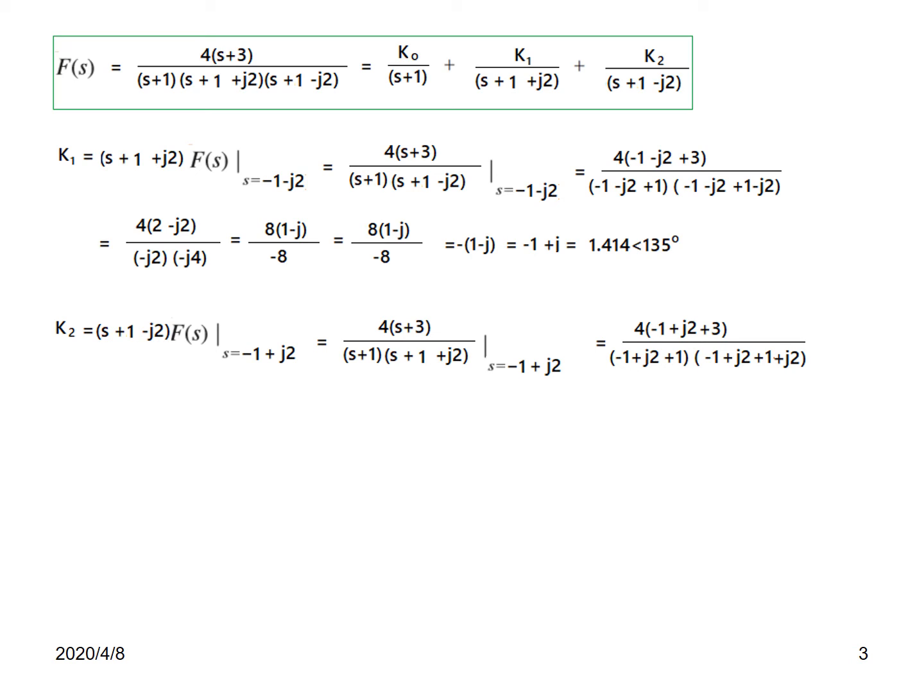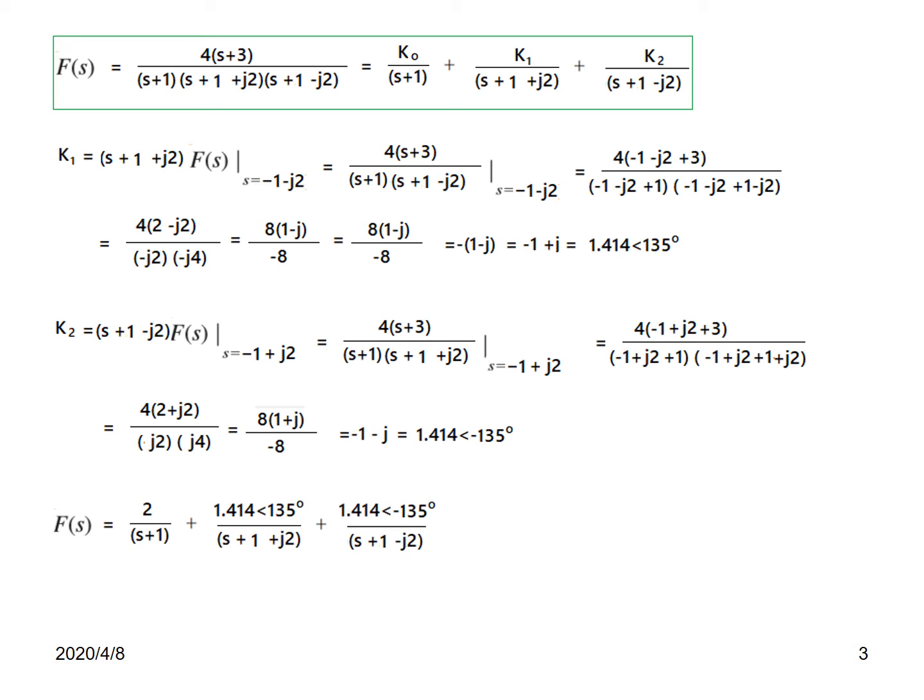Exactly similar way we'll find K2. So we are just using the other value for K2, and the same way we get the answer 1.414 angle minus 135. If you look at it, these are conjugate terms, so we could have directly written that the magnitude will remain the same, the angle would be different. So that is another way. And now we plug in the values of K0, K1 and K2. So this is our function in the form of F(s).